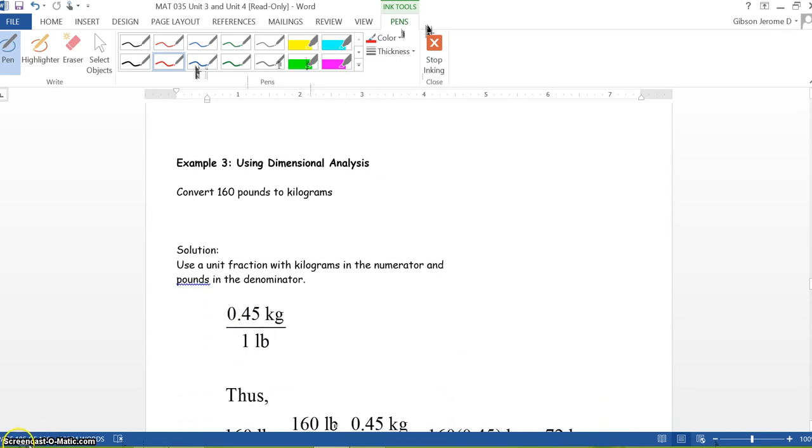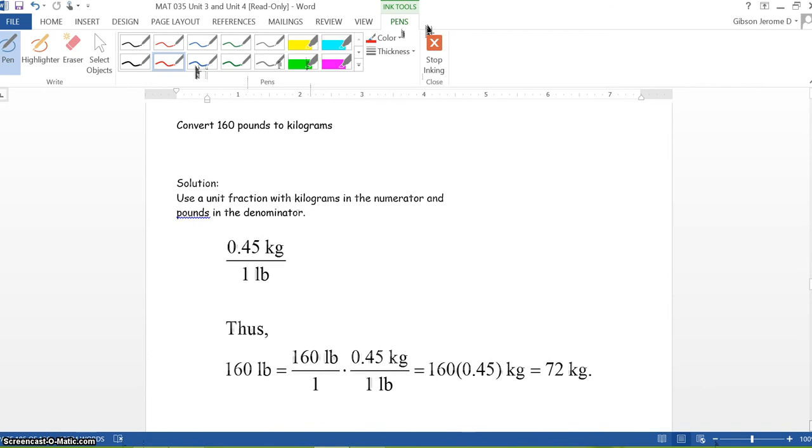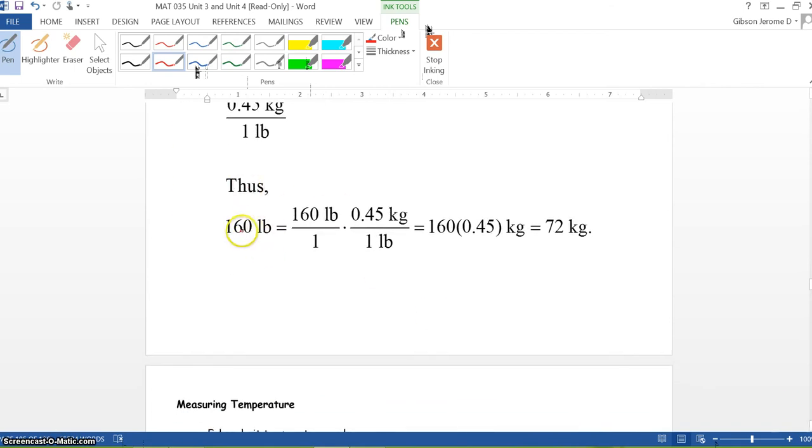Now we have example 3 using dimensional analysis. Convert 160 pounds to kilograms. So we have our solution here. Use a unit fraction with kilograms in the numerator and pounds in the denominator. So we know this is equivalent to 1. We would take 160 pounds times 0.45 kilograms over 1 pound. These pounds will simplify out, and you have 160 times 0.45, which will give you 72 kilograms.